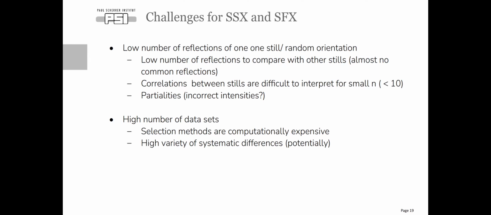On top of that, we have the partiality problem that was also already touched on. So we can't really estimate whether the intensities that we are using are correct, and then again the correlations may be false. As a last point, we have a very high number of data sets, up to 100,000. If you want to compare every data set with every other, you have a computationally very expensive analysis, depending on what kind of algorithm you want to apply.